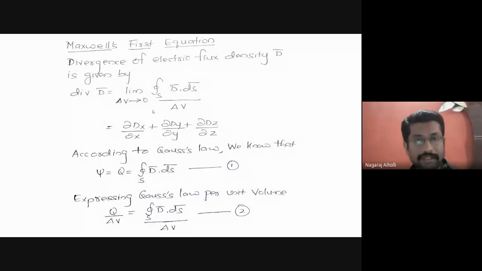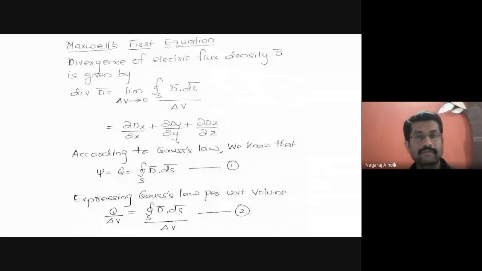So if I integrate D bar dot dS bar per unit volume, as the volume tends to 0, then that will give me the divergence of D bar. Let us see the further equations. This equation is also equal to dou Dx by dou x plus dou Dy by dou y plus dou Dz by dou z. This equation we have come across when we discussed the divergence theorem.